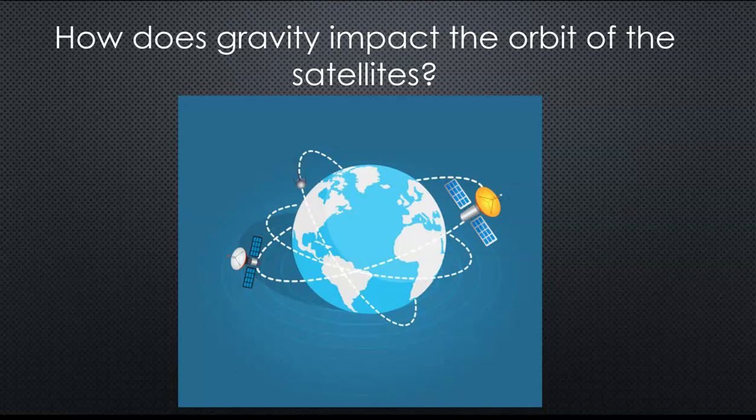Let's think on that for a moment. Well, we know that these satellites were sent up into space, correct? But they didn't just keep going and going and going forever. Earth's gravity trapped them and kept them orbiting around Earth. Let's look at the factors that impact how these satellites move.